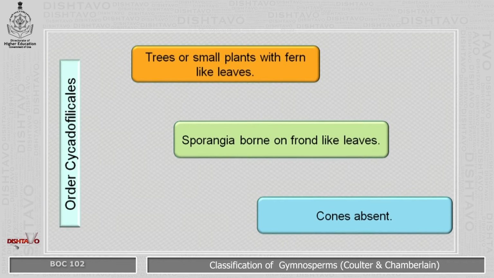Now coming to the order Cycadophylicales of class Cycadophyta. The plants which belong to this order are extinct. They were generally trees or small plants with fern-like leaves. Sporangia were present. They were borne on frond-like leaves. Frond means the leaves of fern or fern leaves. In these plants or trees belonging to the order Cycadophylicales, cones are absent.